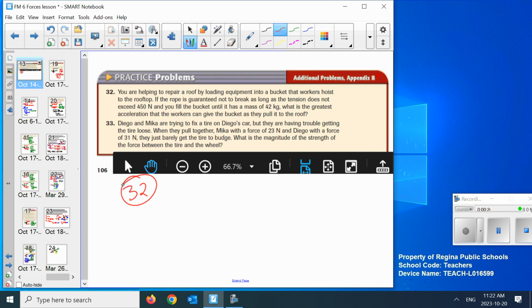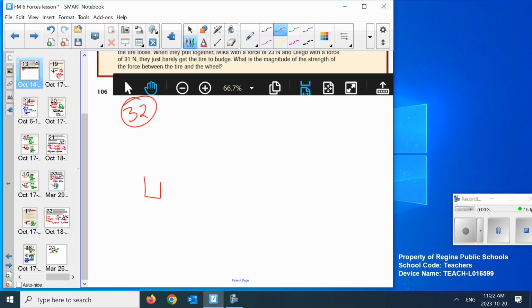Page 106, 32. I'm going to do my free body diagram. A 42 kilogram mass. The force of gravity in this case is equal to 42 kilograms times negative 9.8 meters per second squared. I'm going to use negative 412. That's 411.6 rounded.